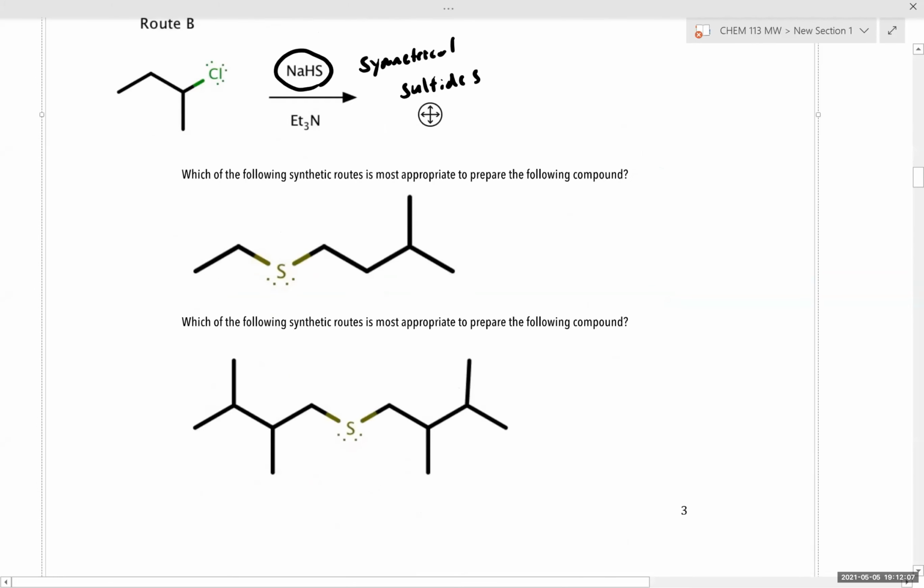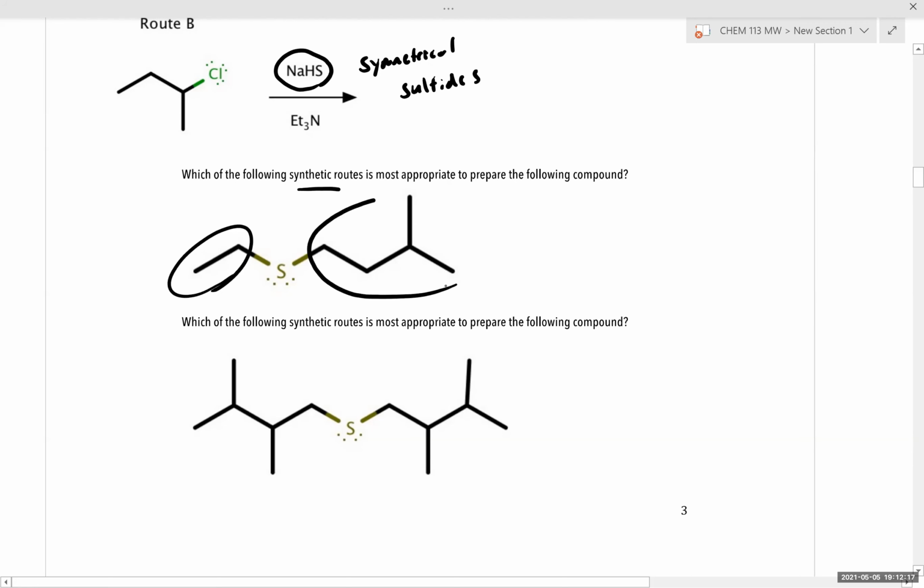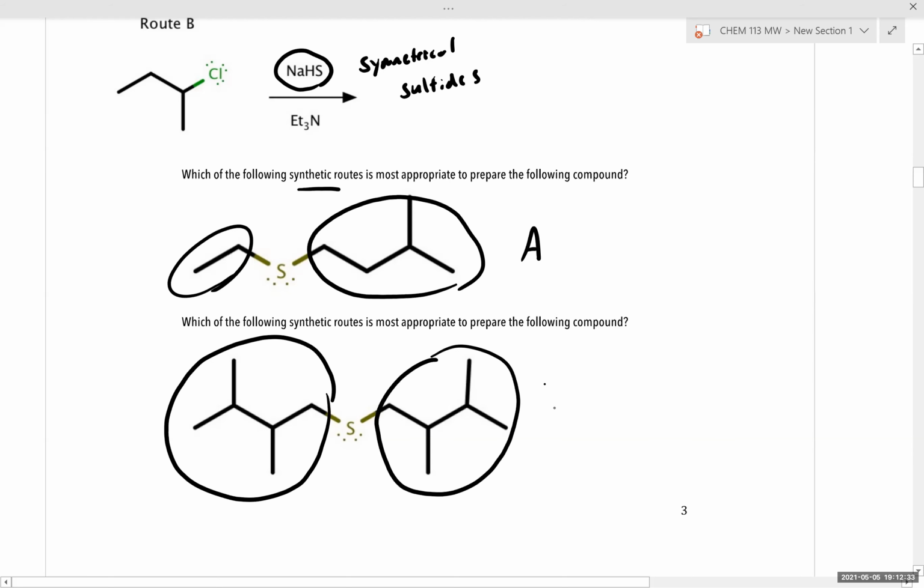So with that in mind, if we look at these two compounds and we're asked which of these synthetic routes is most appropriate to prepare these compounds, as we can see, the first compound is asymmetrical. So method A, or the thiourea method, is most useful to prepare this asymmetrical sulfide. Conversely, this symmetrical sulfide with two identical alkyl groups is best prepared from the sodium hydrogen sulfide.